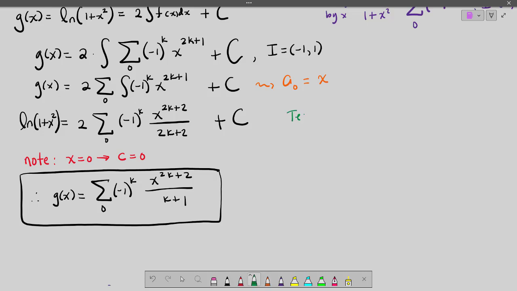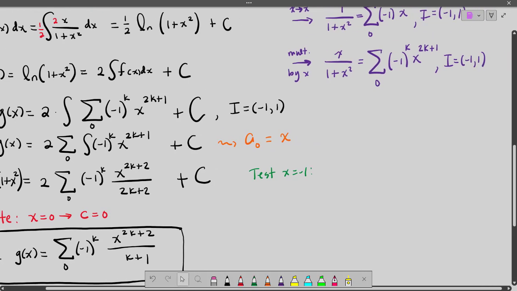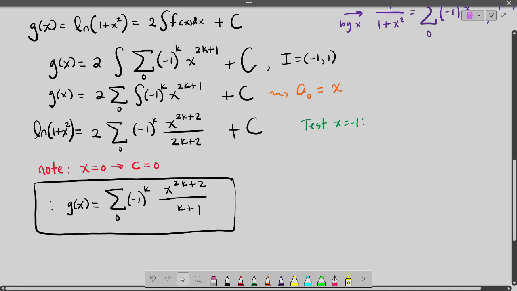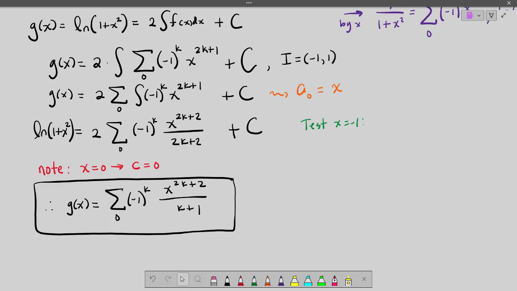So now we have to test x equals negative 1. We need to know, because our series has an interval of convergence negative 1 to 1, if you differentiate or integrate, your new IOC has the same endpoints. We just don't know if we have convergence or divergence at the endpoints. Endpoints are always unpredictable. So we come down here to our series. Starts at 0. We plug in a negative 1 for the x.